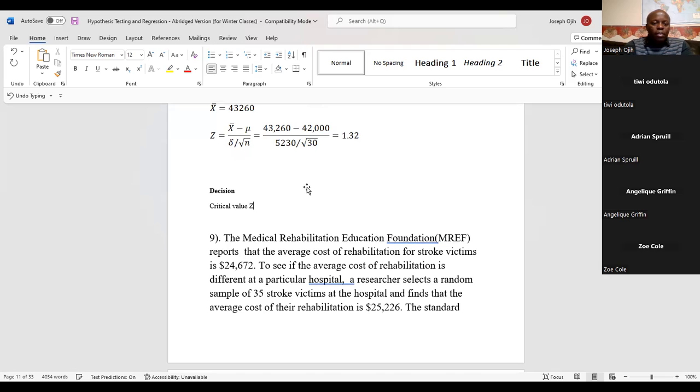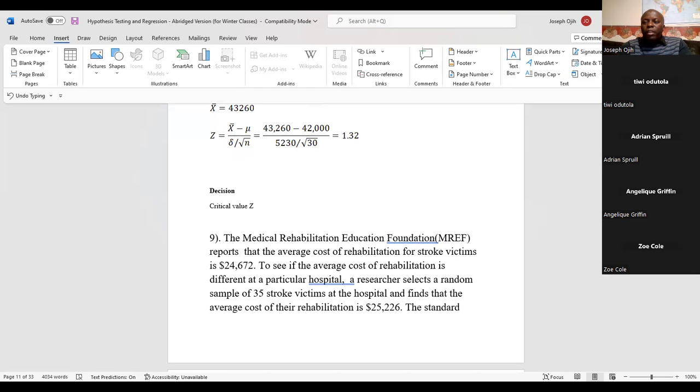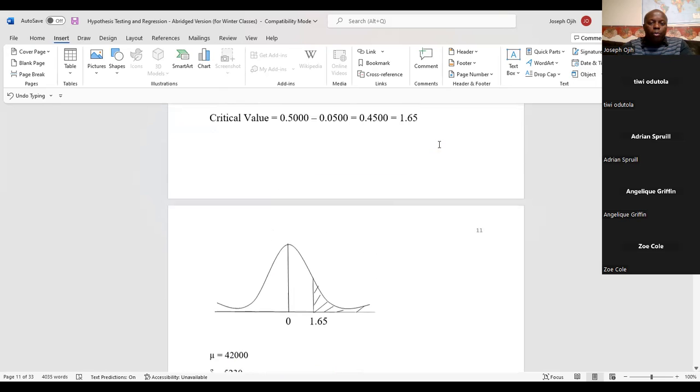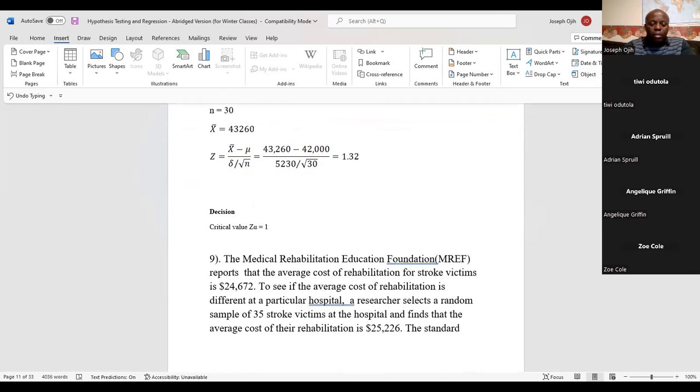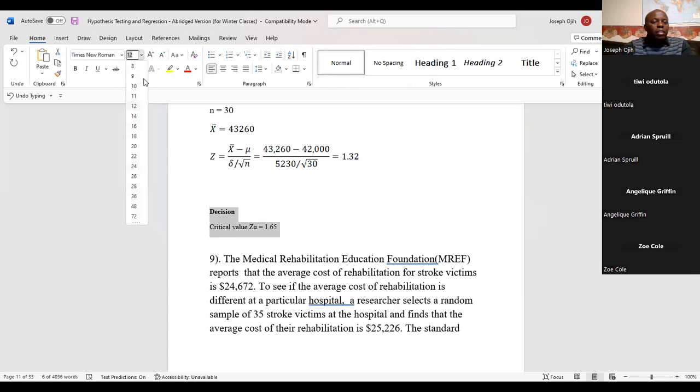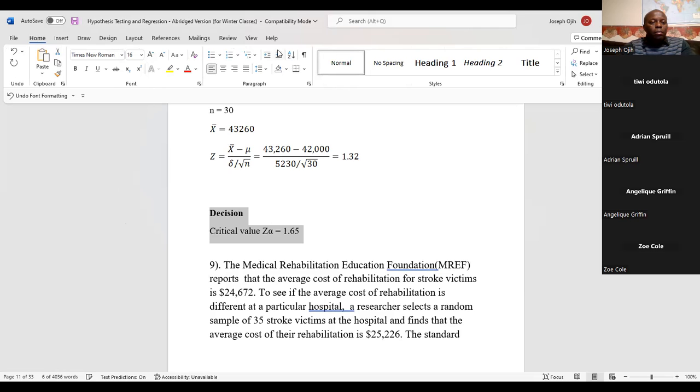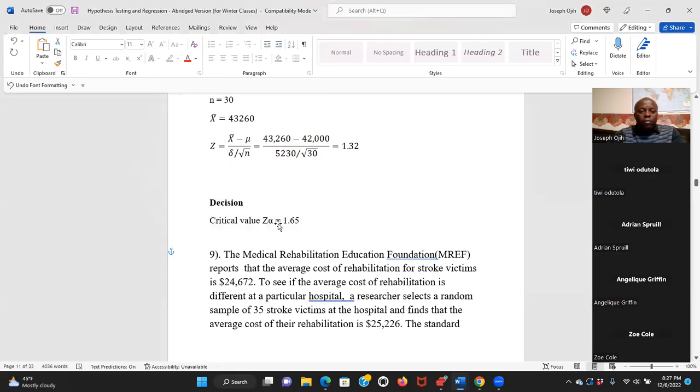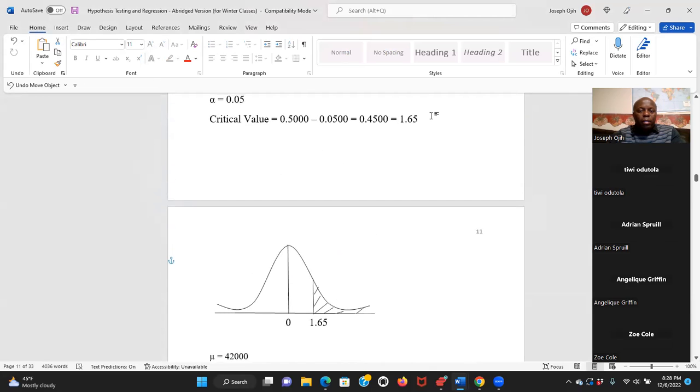Z alpha is the critical value. It's an alpha, right? Here we found it to be 1.65. So I'm going to make these things larger, because they should be, so you can see it clearly. Let me see why it's like that.